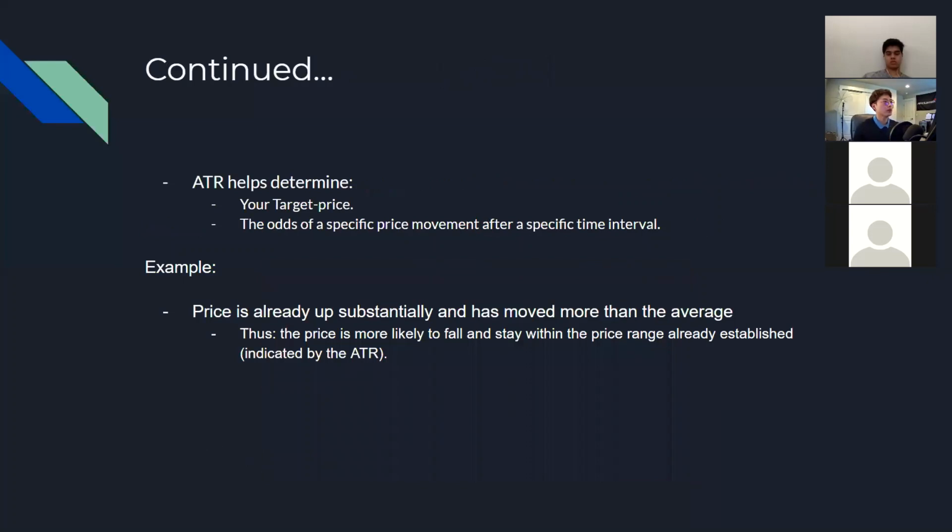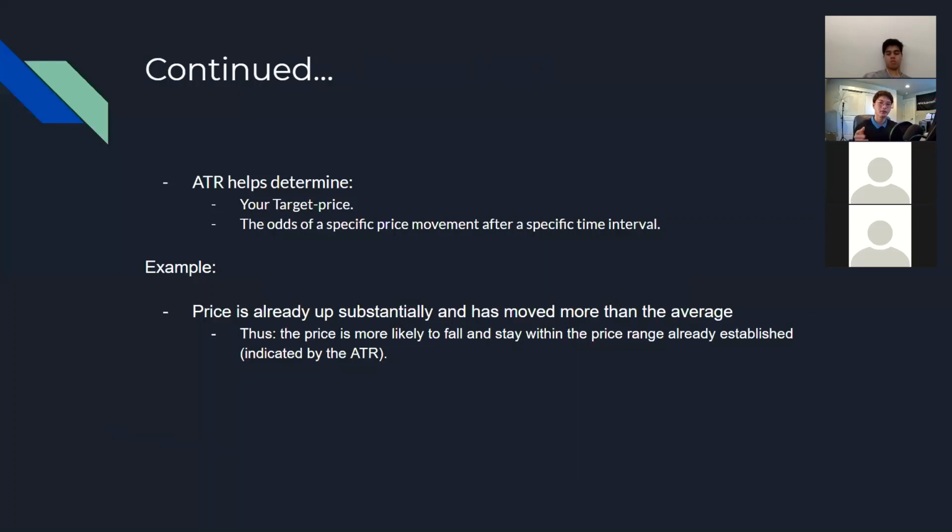So as I said, ATR helps determine your target price and the odds of a specific price movement after a specific time interval. So what does the ATR really tell you? If the price is already up substantially and you don't know if you should enter that trade, but it's actually moved more than the average true range, the price volatility, it's moved past that, it's likely not a good idea to buy in at that point. Why? Because if you're above the average, that means there's a low probability that it's going to go even further above the average, right?